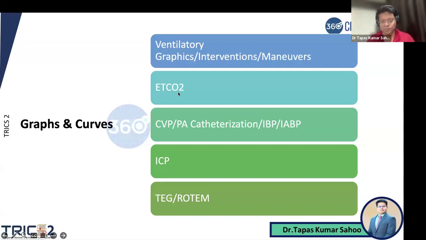Then ETCO2, there would be some or other troubleshooting in the capnograph. I'm not going into detail in this session. Then CVP, PA catheterization, invasive blood pressure, IABP. Now, IABP has been already discussed in detail by Dr. Jitendra. Invasive blood pressure, PA catheterization, CVP. Though we may not use it in every patient, the examiner's gold standard question related to cardiac output is from PA catheter or invasive blood pressure, the advanced cardiac output monitoring.